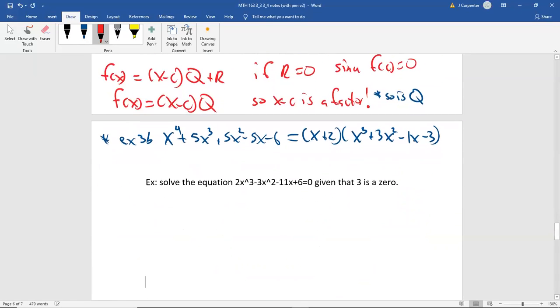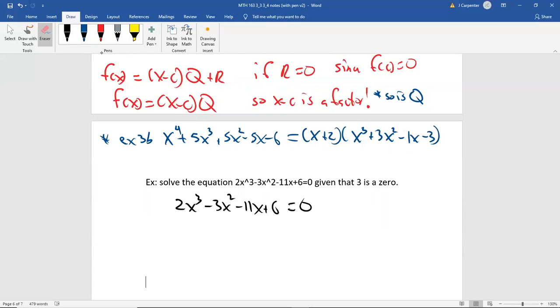All right, so last problem of the section. Solve the equation, and let me write this out: 2x to the third minus 3x squared minus 11x plus 6 equals 0. Actually, I don't want the f of x written. It just says solve this equation given that 3 is a 0. So this is our equation.